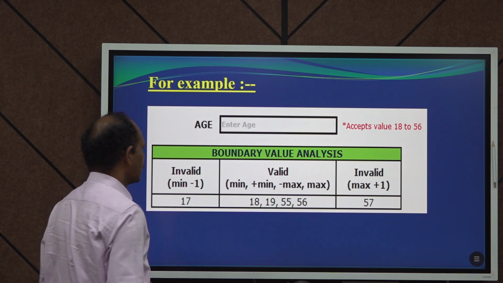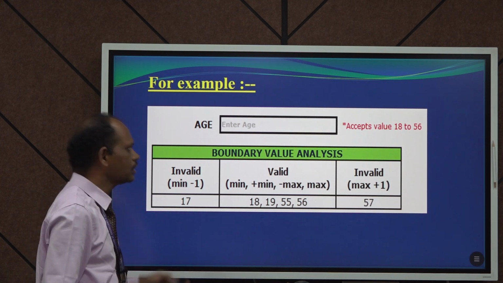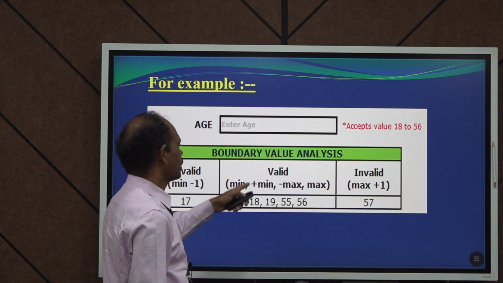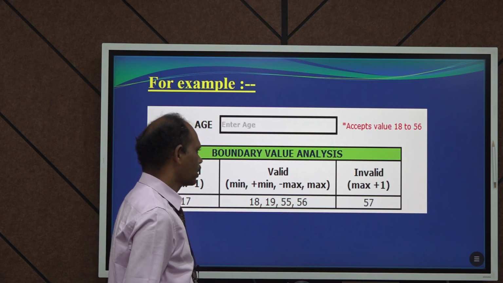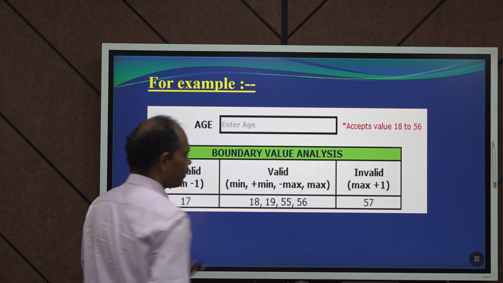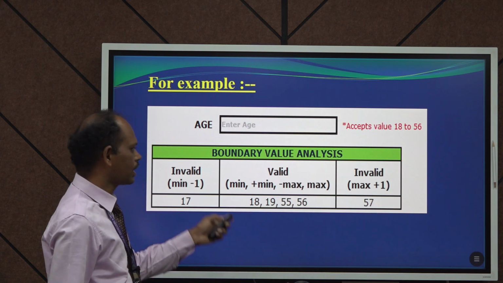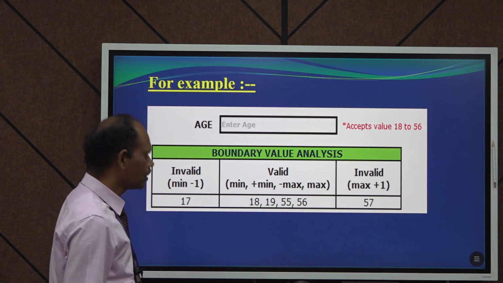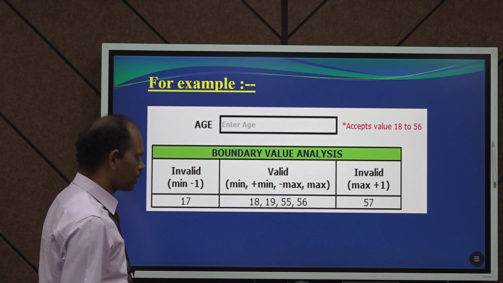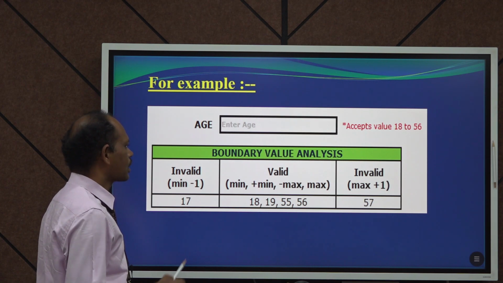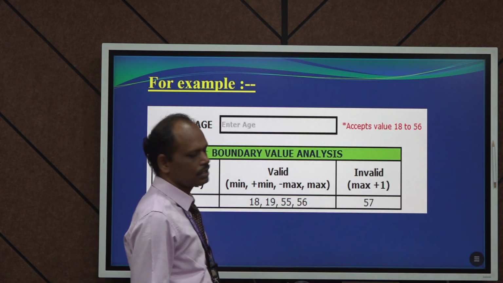If you are entering 17, that is minimum minus 1, 18 minus 1, which is an invalid input. Minimum, minimum plus 1, maximum minus 1, and maximum come under valid input. Invalid input test cases include maximum plus 1: if you are entering 57 or 58, greater than 56, that comes under invalid input. It is beyond the boundary value, so it is an invalid input.